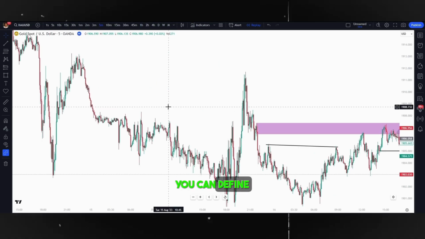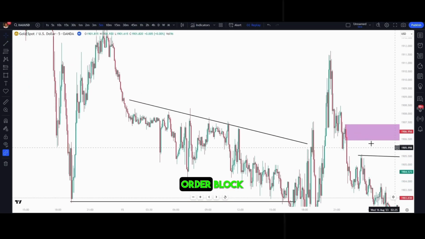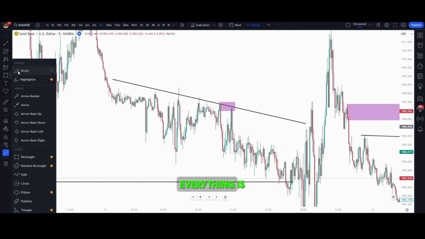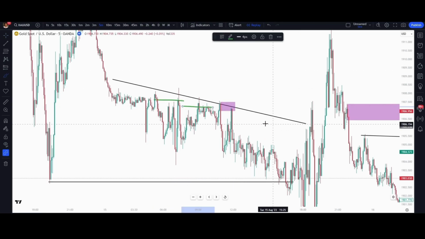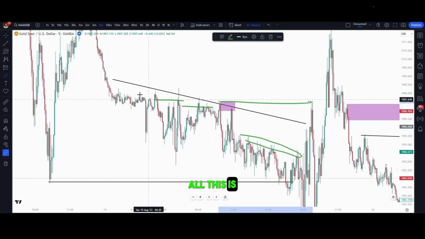So this is how you can refine the stop loss. Same thing, which is a weak low, liquidity. As we said, the order block is mitigated. Everything is mitigated over here. This is mitigated, this is mitigated. Everything is mitigated over here. Now this is also mitigated. All this is liquidity.